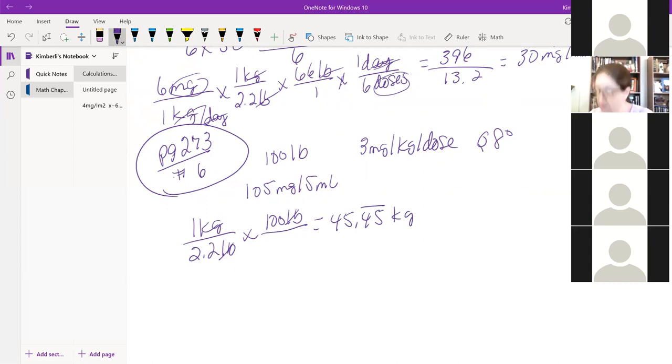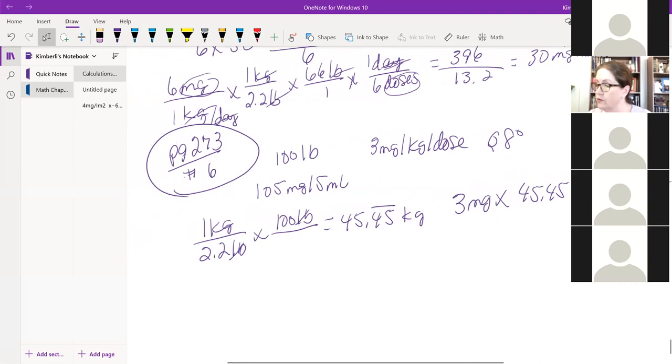And let's see, 3 milligrams per kilogram. Three times 45.45, and we get 136.36. Okay. And that's going to be milligrams, right? Yes. Okay.